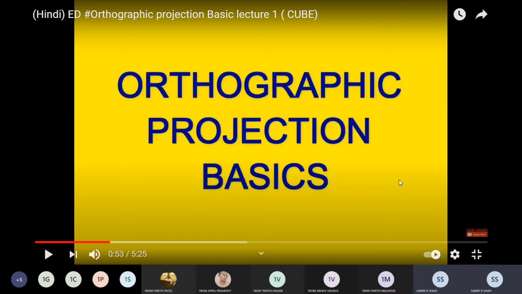If we go into detail about the orthographic projection, then the possible views are divided into 6 views. Front view, it is called the elevation. Top view, it is called a plan. Left hand side view, right hand side view, rear view, and bottom view, right? These are the total 6 views that we discuss in the orthographic.